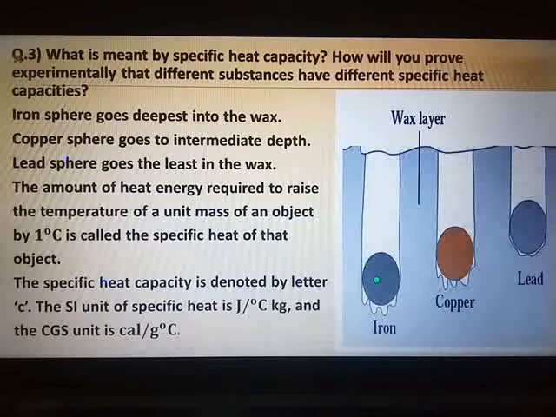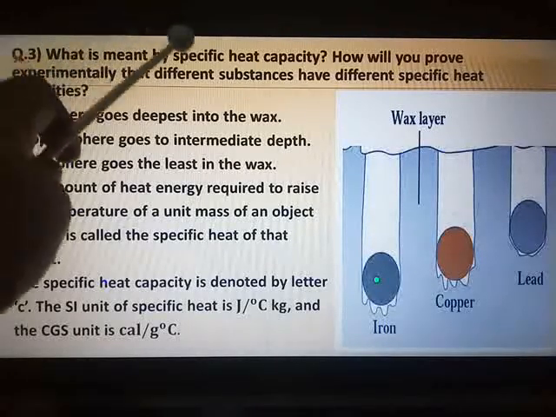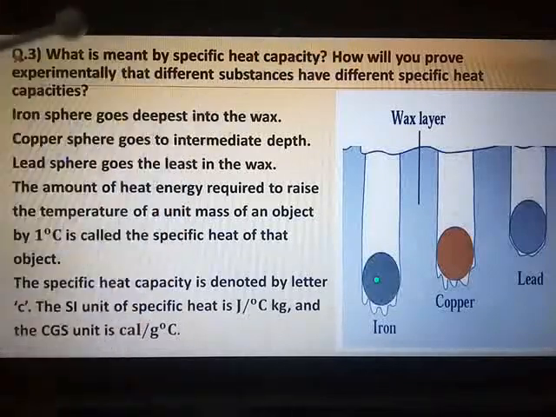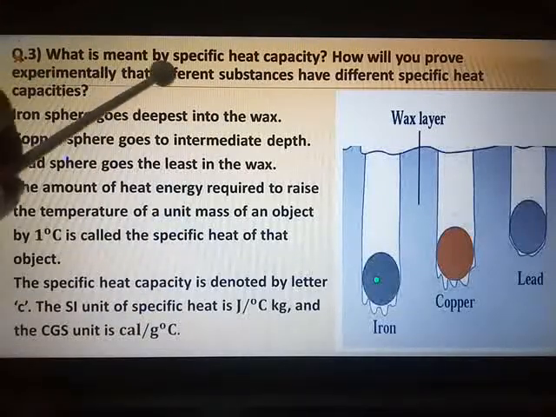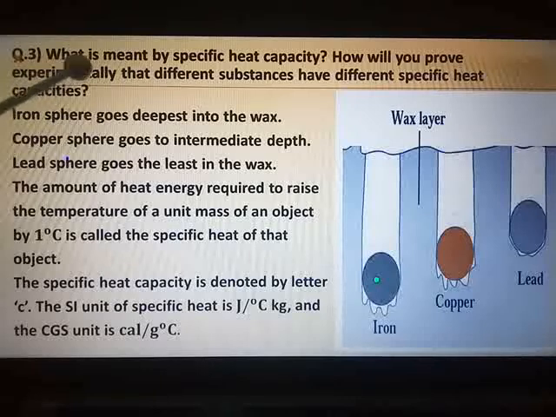Next is very simple. You have to mark the answer. What is meant by specific heat capacity? How will you prove experimentally that different substances have different specific heat capacities? Here the definition is also asked. How will you prove experimentally? So the entire experimental setup and the diagram is necessary.